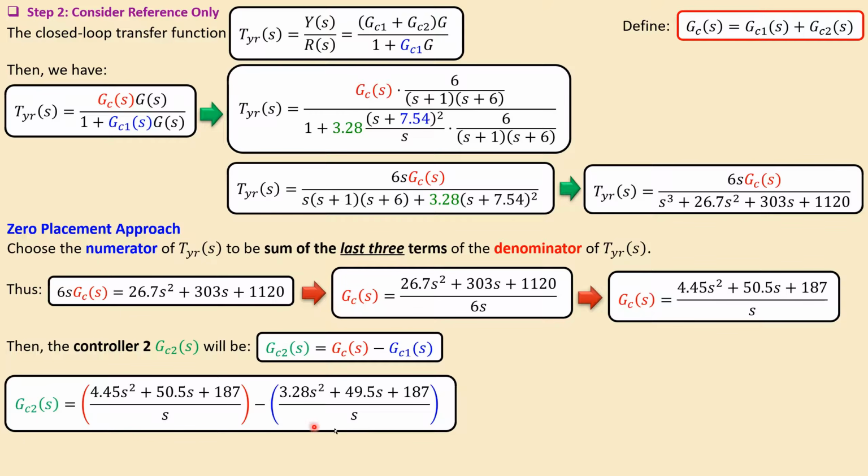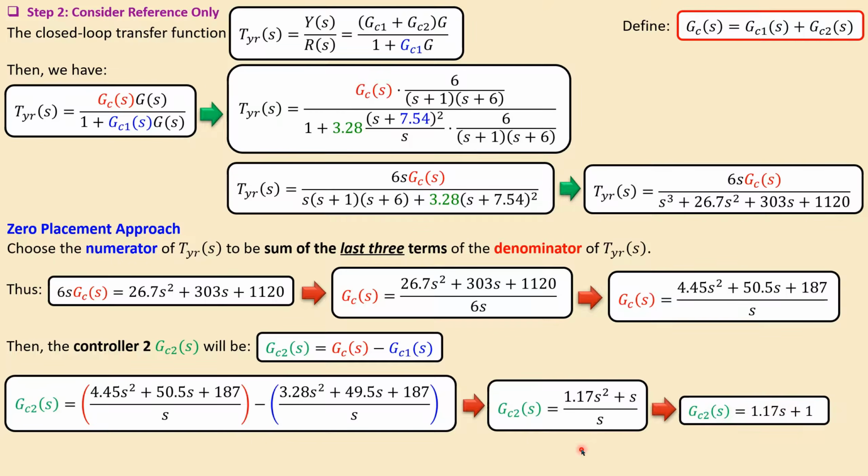If you work this out, you can see that 178 will drop off, because we have it also here and there. And the s squared terms and s terms will be in simplified form this: 1.17 s squared plus just 1s, and over s, of course. Now if you work this out, you will get 1.17 s plus 1, and in an even different written form, so that you get the controller gain and also the zero.